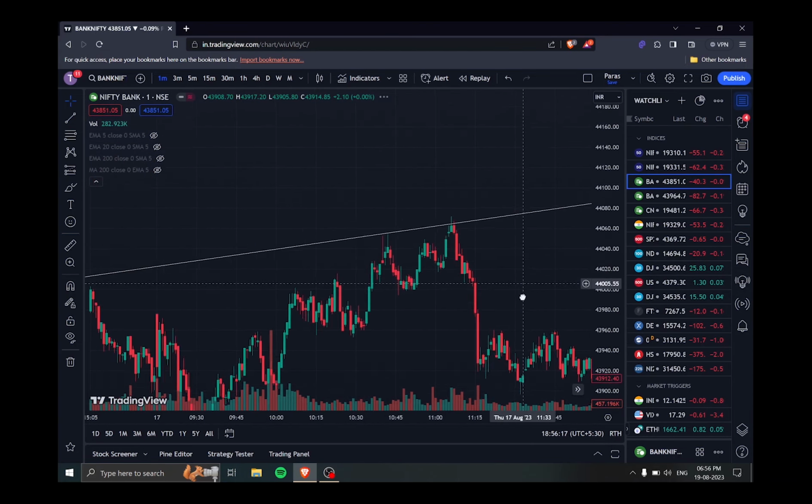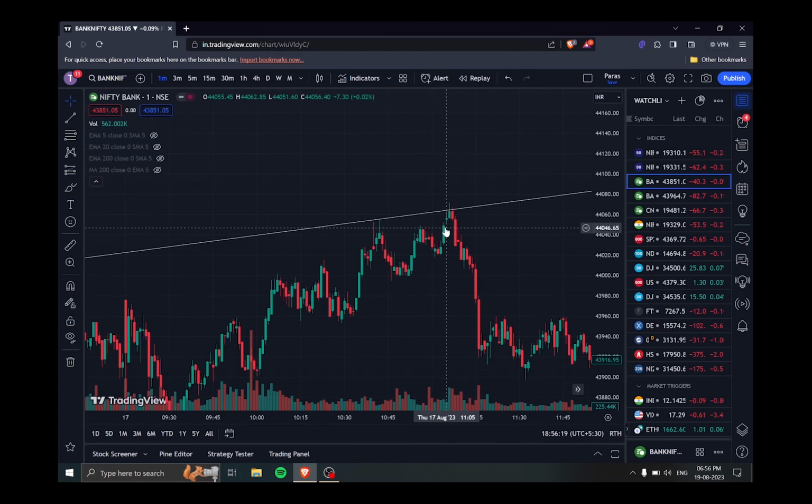If you see in the 1 minute chart over here, the market went above the trend line, but it did not sustain above it. When we see that the market is not sustaining above the trend line, that is when we go short from here. That means we buy a put from here. And you see, the market gives you a very good move from here to the downside, and you can easily scalp and exit your position.